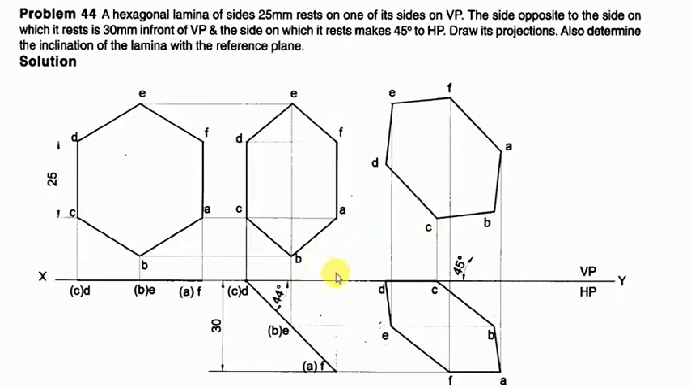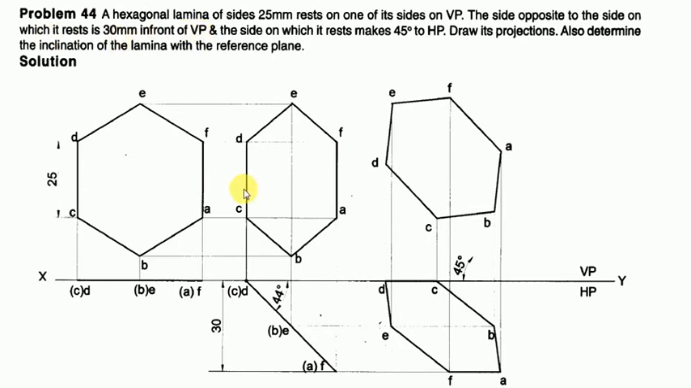Problem number 44. A hexagonal lamina of side 25 mm rests on one of its sides on HP. The side opposite to the side on which it rests is 30 mm in front of VP. Hexagonal lamina 25 mm resting on one of its sides. The side opposite to the side on which it rests is 30 mm in front of VP.